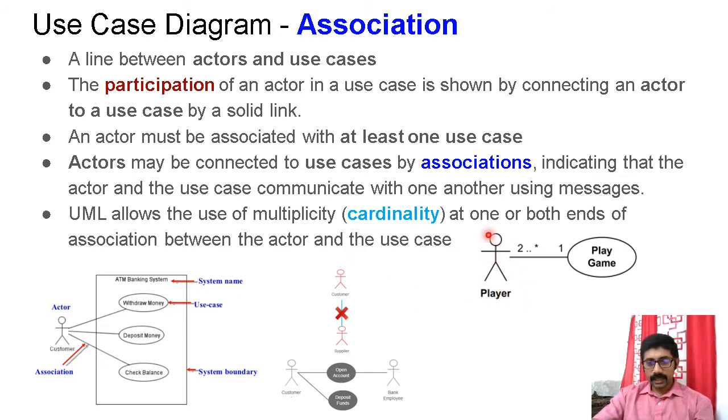Here, player is the actor and the use case is play game. And the cardinality numbers are mentioned here. Here 2 dot star and here 1. That means 2 or more players are needed to play one game. That is the meaning. And another point we need to understand is that association represents the participation of an actor with a use case. It is not actor to actor. This is the connection between the actor and the use case.